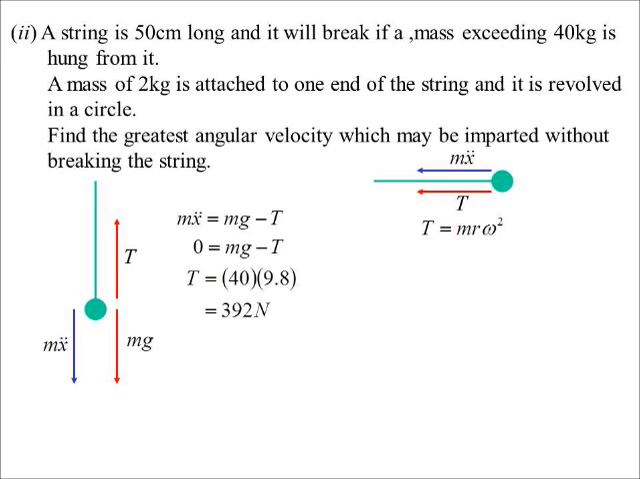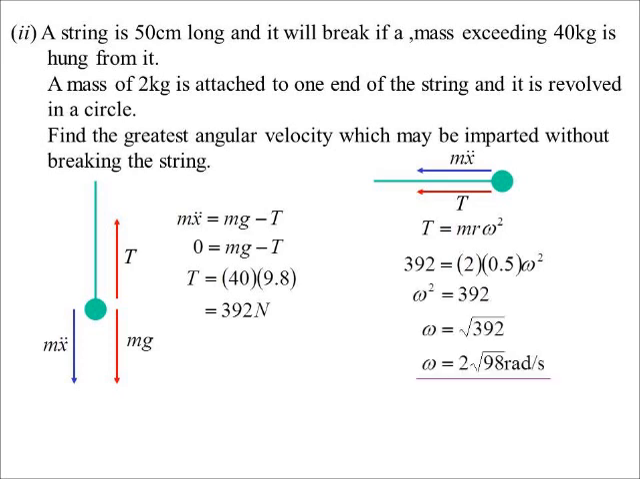Okay, well, we know the maximum tension it can handle is 392. So let's sub in 392, I've put a 2 kilogram mass on it. The radius is the length of the string, 50 centimetres, but we need it in metres. So that's 0.5. Just need to make omega the subject. So there we go. 2 root 98 radians per second would be the fastest I could spin this around my head without the string breaking.